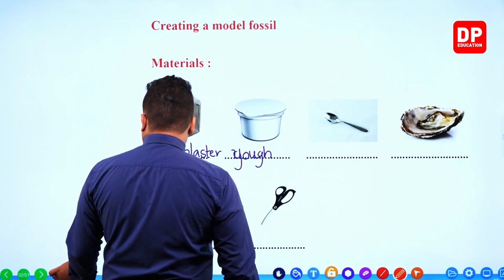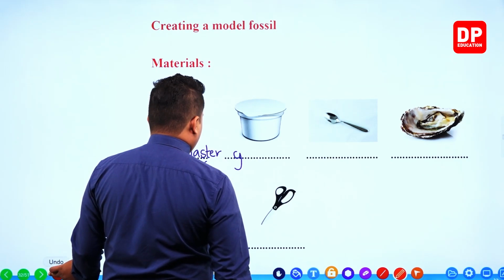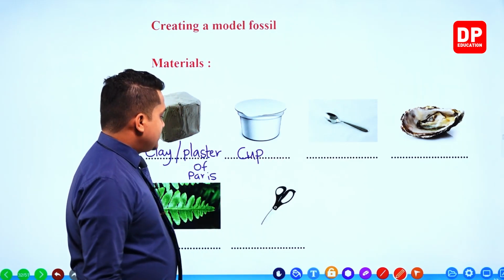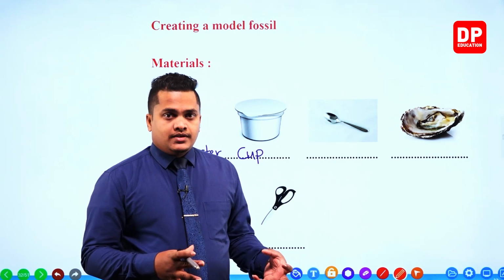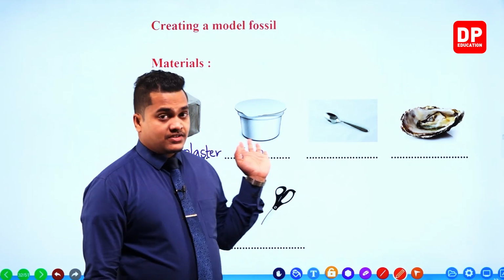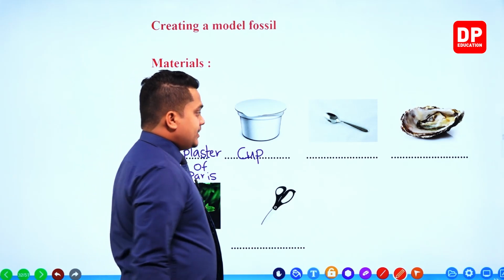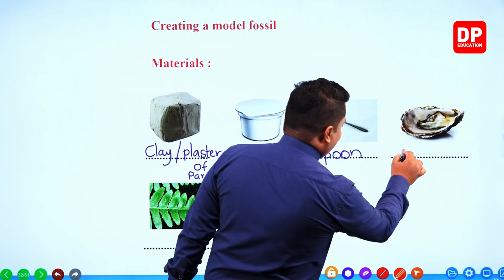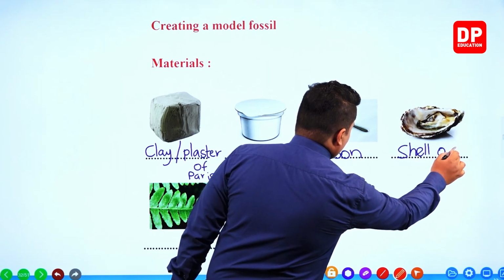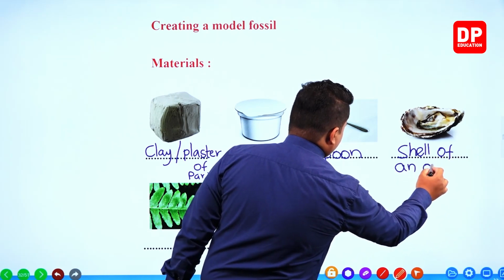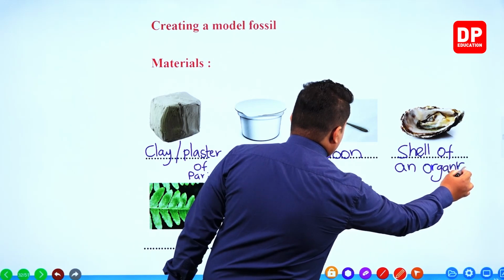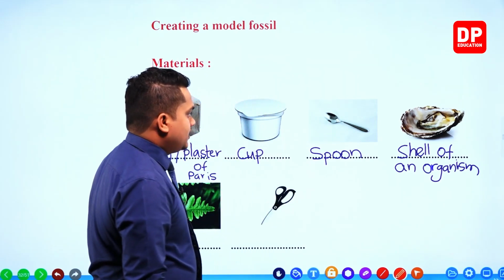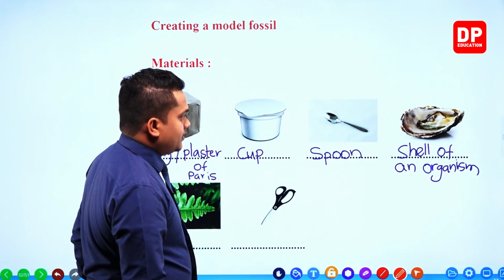I'll mention it as a cup because you can use a yogurt cup or any other kind of cup so that we can fill it with plaster of Paris. Okay, a cup. Then we'll be needing a spoon, right? Then a shell of an organism, a shell, right?